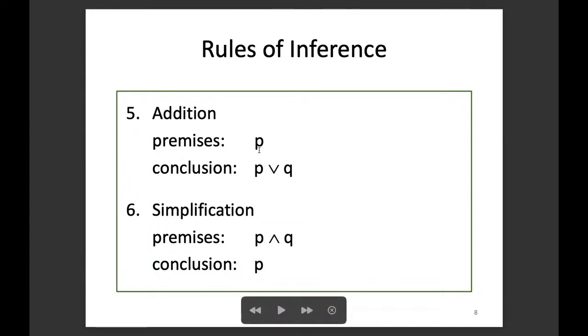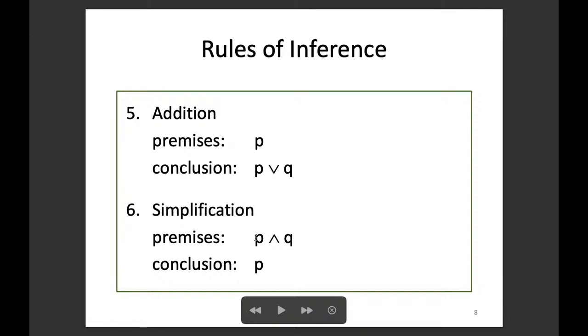Okay, the next one is addition. Addition looks rather useless, but then if you want to teach your computer to think, then this may be required. So here, let's say the premise is just P. I know that P is happening. Then I know that P or Q must happen. Yeah, because this is already happening. So P or Q will be true always.